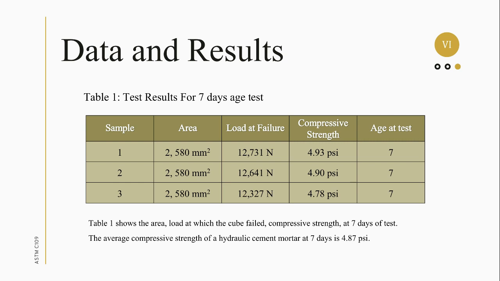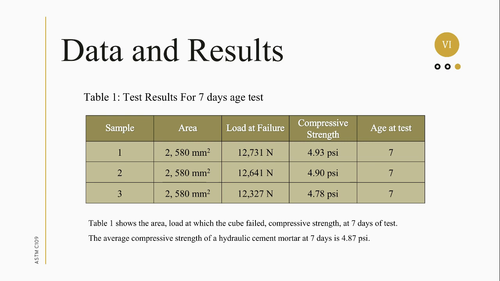Now we go to the data and results obtained through proper procedure and proper calculations. In Table 1, it shows the test results for the 7-days age test. All 3 samples have an area of 2,580 mm squared, but they differ in load at failure.